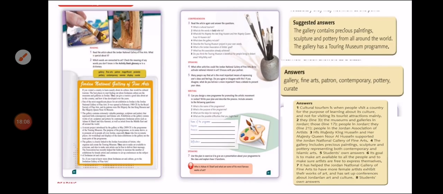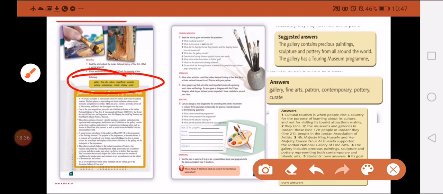Now let's turn to page 80. Reading. Read the article about the Jordan National Gallery of Fine Arts. راح نحكي عن المعرض الوطني الأردني للفنون الجميلة. What is special about it? Now, which words are connected to art? Check the meaning of any words you don't know in the activity book glossary or in a dictionary. Now, خلينا نروح للجلوسري on page 47.